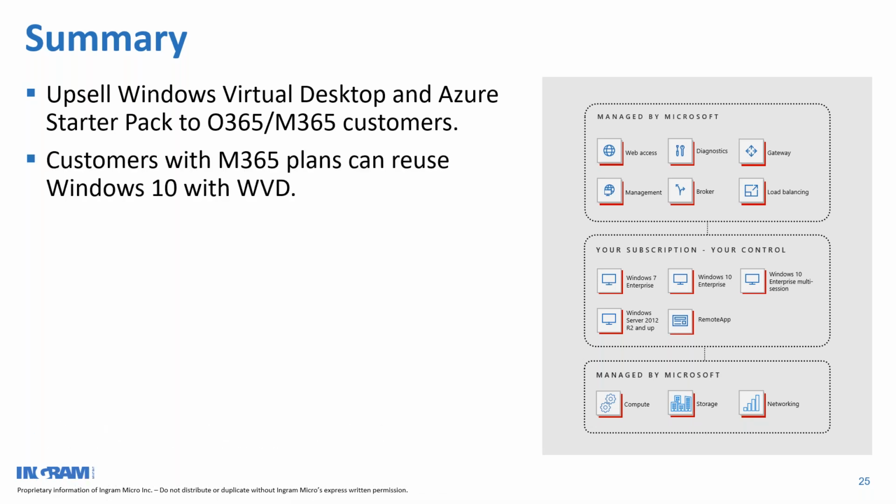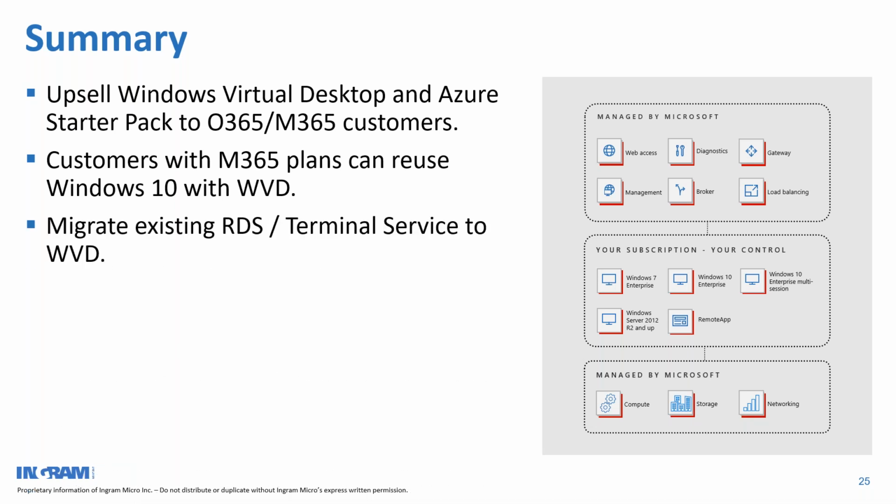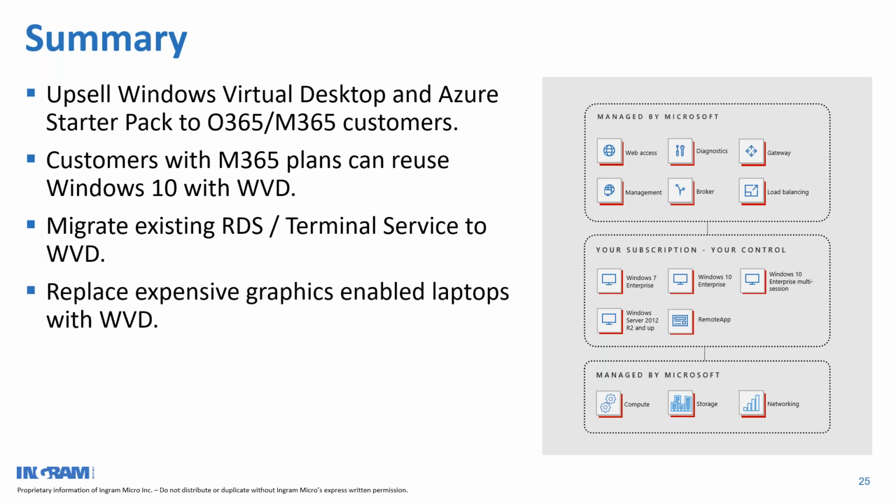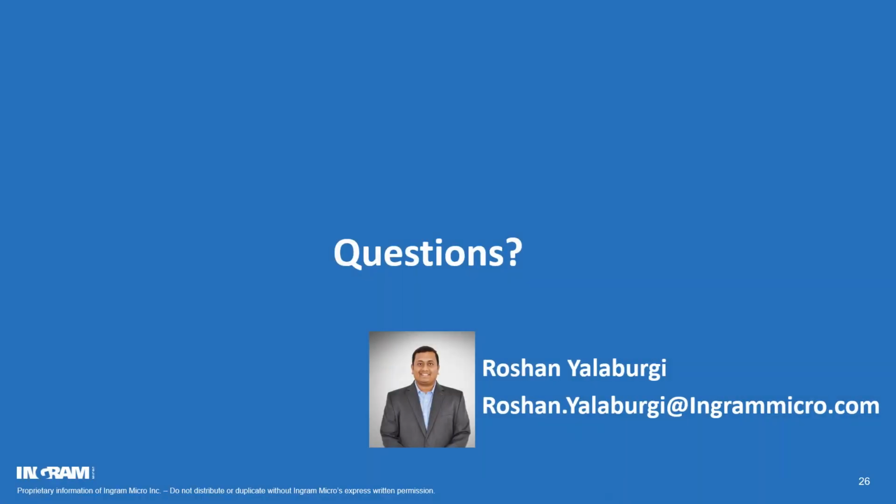Customers with Microsoft 365 can already use Windows 10 licenses. Migrate your existing RDS or terminal server customers to Windows Virtual Desktop. Replace expensive laptops, especially graphics enabled laptops, with Windows Virtual Desktop, and start building your own MSP model to deliver desktop as a service functionality with NoDo. With this, I come to the end of the session.